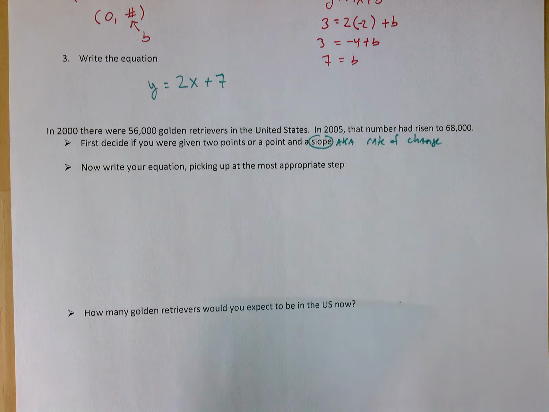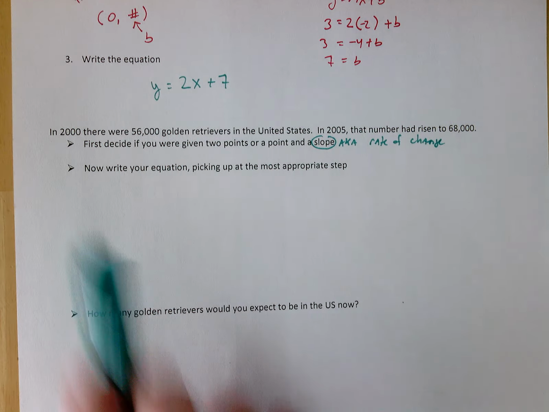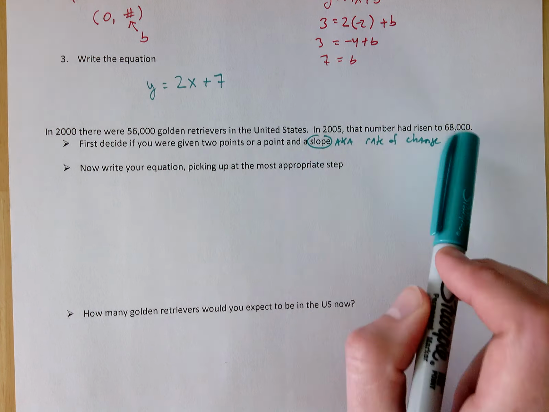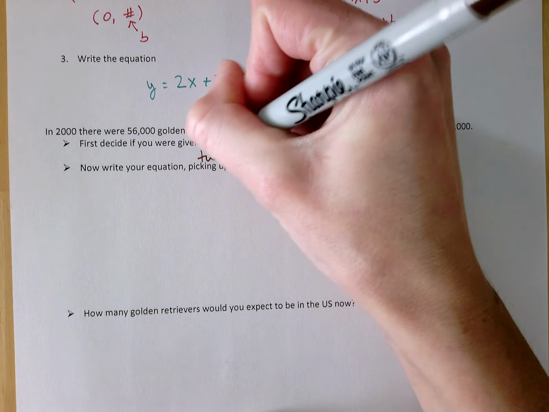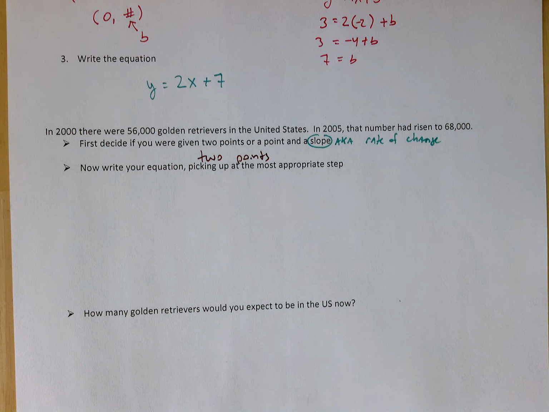What we have instead is two different pairs of numbers that are associated together. In the year 2000, there were 56,000, and in the year 2005, there were 68,000. Okay, so what we actually have here is we are given 2 points. Okay, so we're given 2 points, two pairs of numbers that go together.